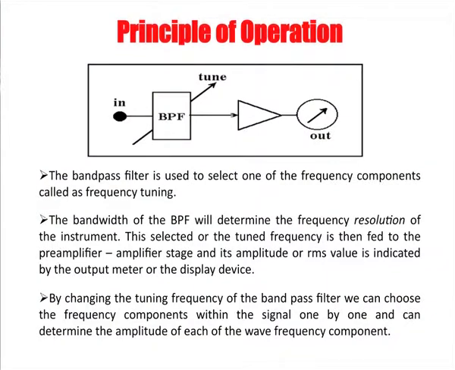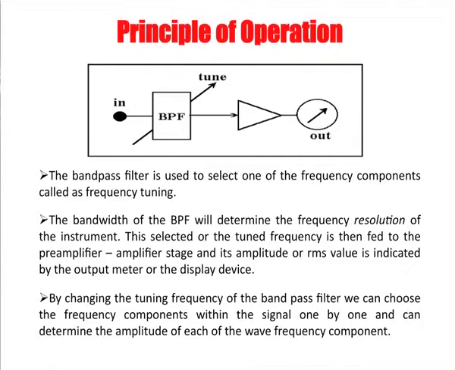Now, coming on to the principle of operation, the block diagram shows the principle. The band pass filter is used to select one of the frequency components from the cluster of different frequencies. Selecting one of the frequencies is called frequency tuning. The band pass filter plays a very important role, since it will determine the resolution of the instrument, because as said earlier, the filter should be able to tune only a single frequency and remove all the unwanted frequencies, which are not the frequency of interest.